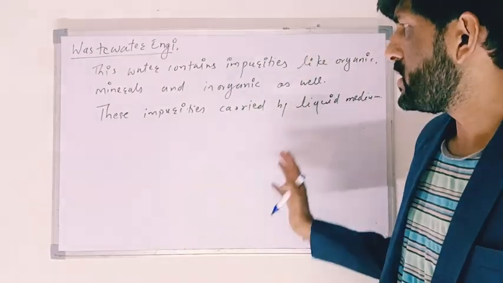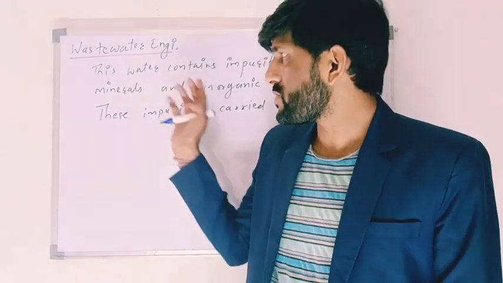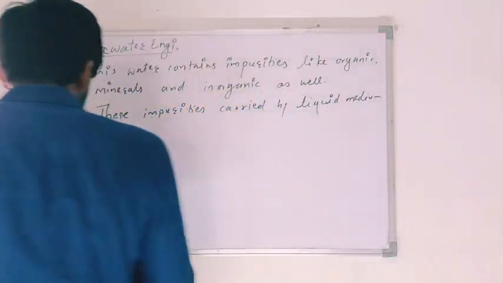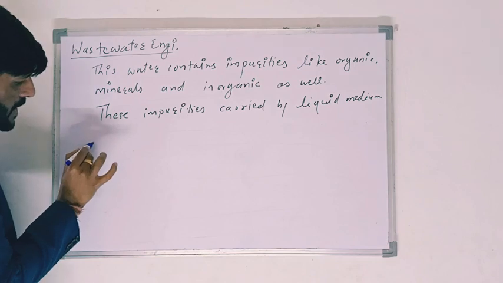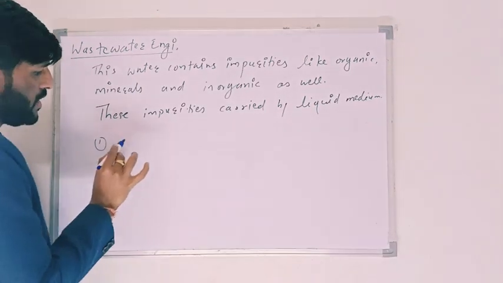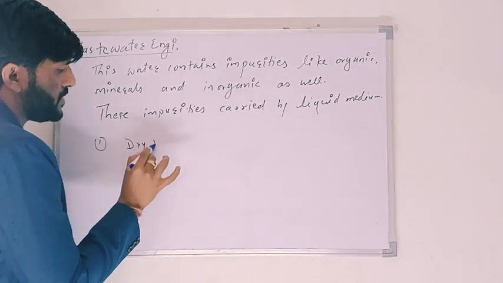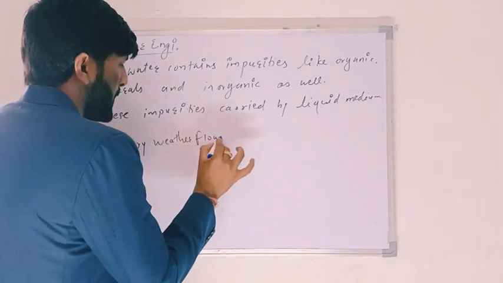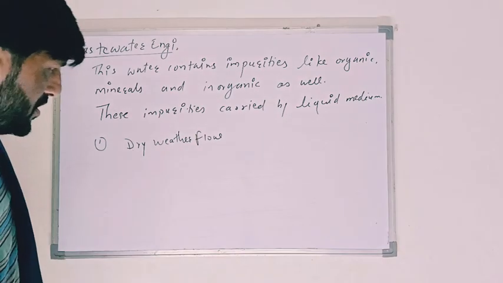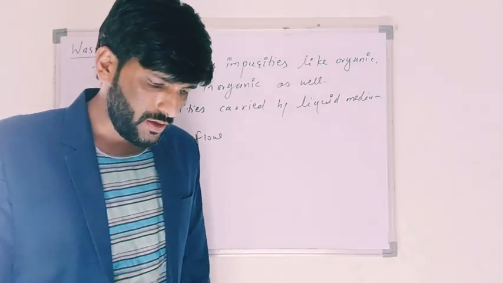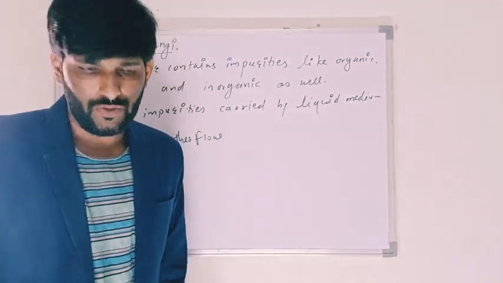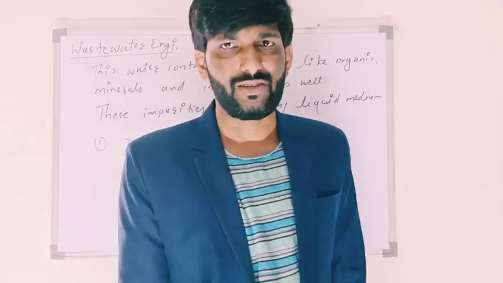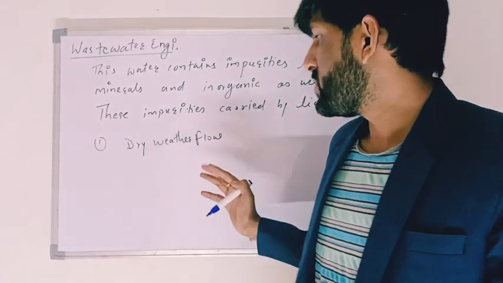You know very well about this wastewater engineering. Okay, wastewater terminology. This wastewater is categorized into various parts. One, dry weather flow. Okay, what is the meaning of dry weather flow? This is your dirty water which comes out from your houses, which comes out from your industries. That is your dry weather flow.